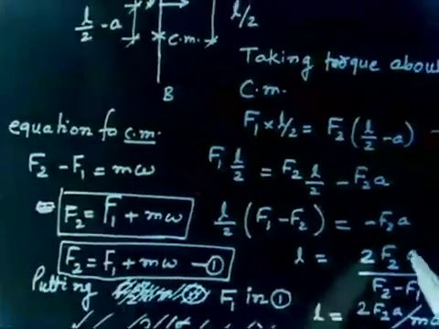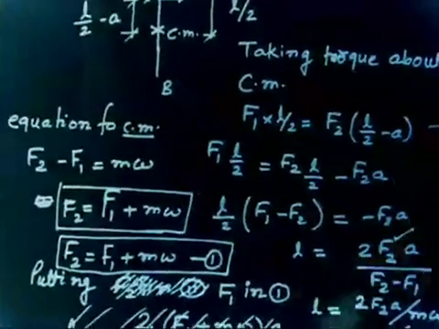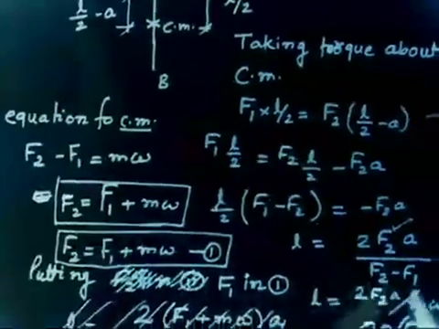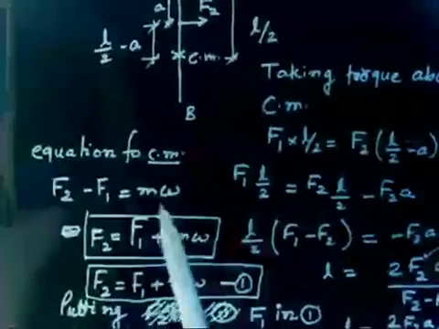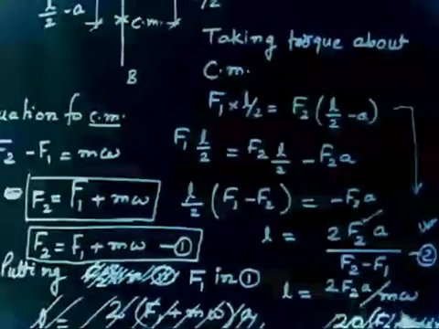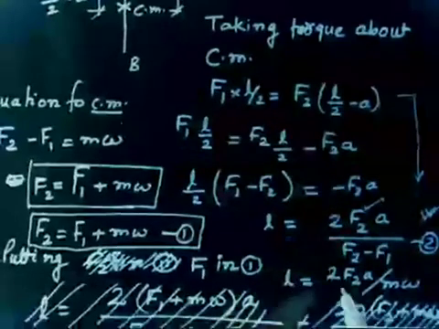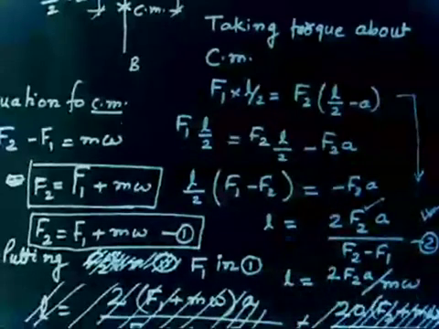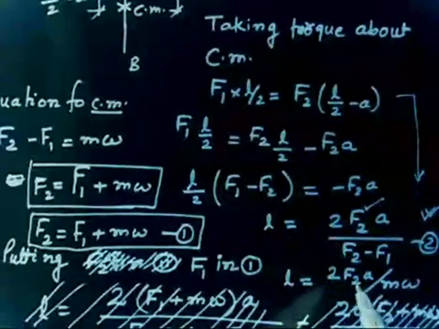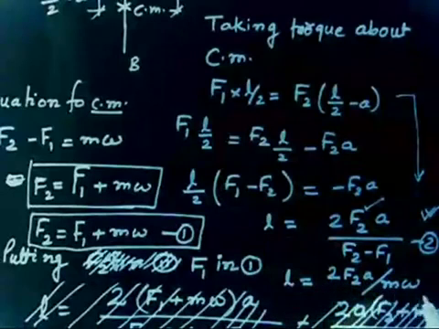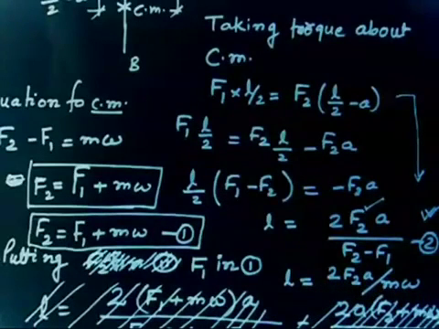So you see, because F2 is known, so this is known. If I plug the value of F2 minus F1 here, so what is the value of F2 minus F1? That is m omega or mW. So you see here, F2 minus F1 is mW. If I plug this value of F2 minus F1, that is mW, L will become 2F2A divided by m into W. So this is the total length, because F2 is known, A is known, m is known, W is known. So now I know what is the length of the rod.